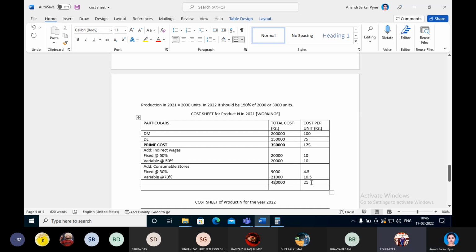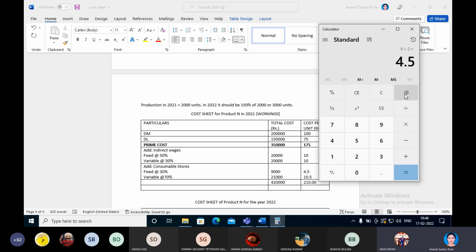Ma'am, will you explain this calculation of this 21, which came to 210? That's where I'm getting confused. So what we did, consumable stores is 30,000. So 30,000 into 0.7, 70%, is 21,000. So 21,000 divided by 2,000, which is the number of units, is 10.5. This is clear till this point? Yes, ma'am.